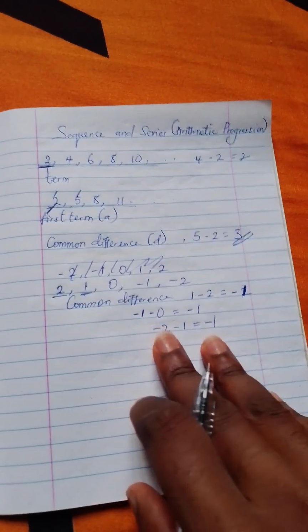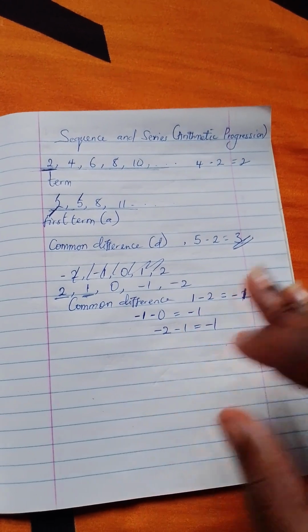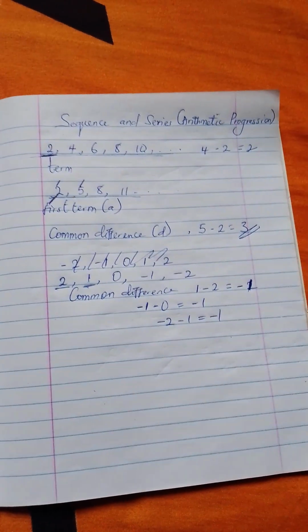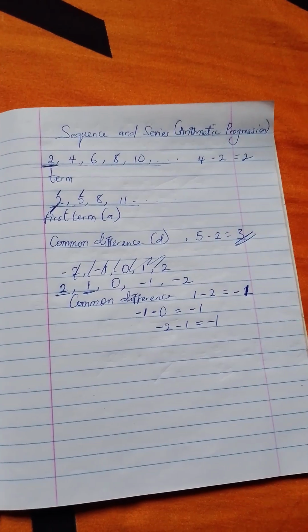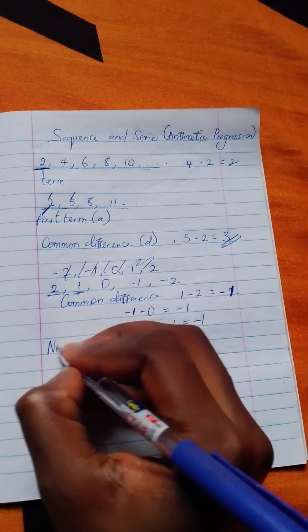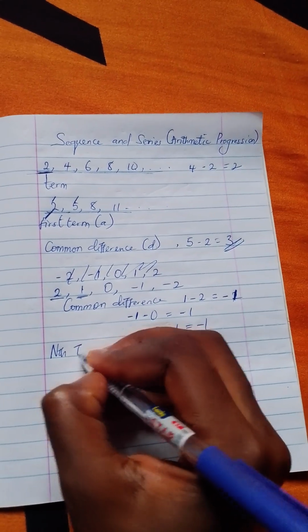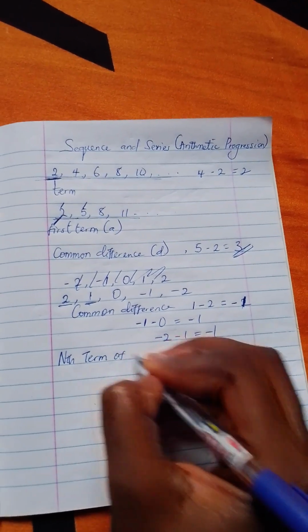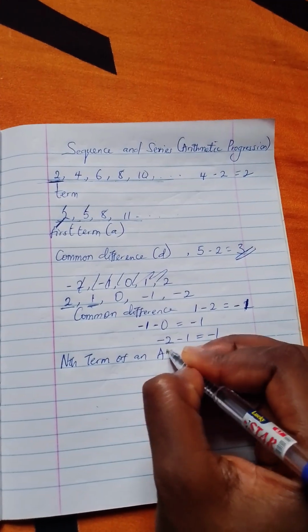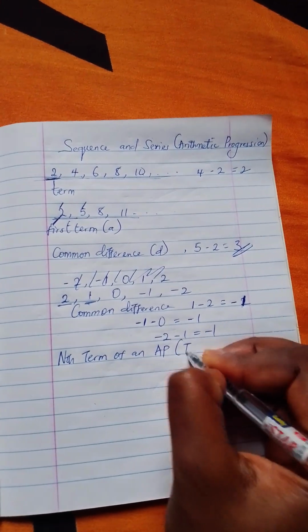Now I'm going to be moving over to the nth term of an AP, that is an arithmetic progression. The nth term of an arithmetic progression, nth term of an AP, is simply represented as Tn.